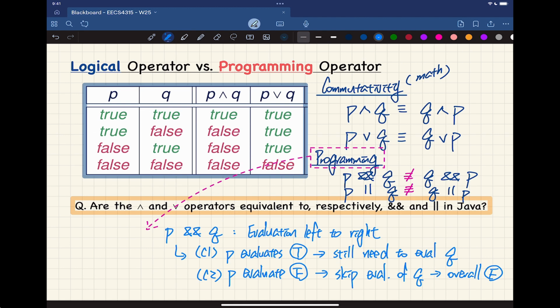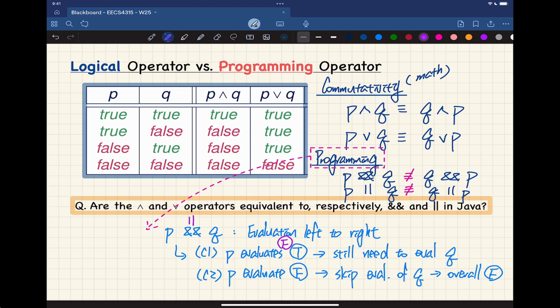In order to define the short circuit evaluation for OR, it will be symmetric, so let me be a little bit lazy here. When we talk about P or Q, the evaluation will still be from left to right. We've got to evaluate P and evaluate Q. Now in the case of OR, if P evaluates to false, then if Q happened to be true, P or Q would be true. If Q happened to be false, it would be false. So we still need to evaluate Q.